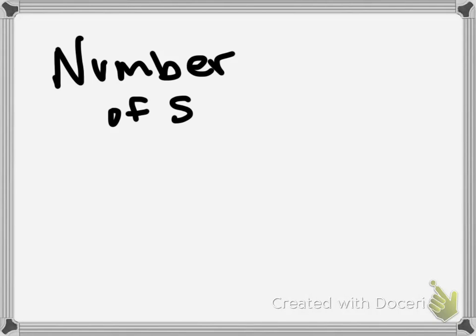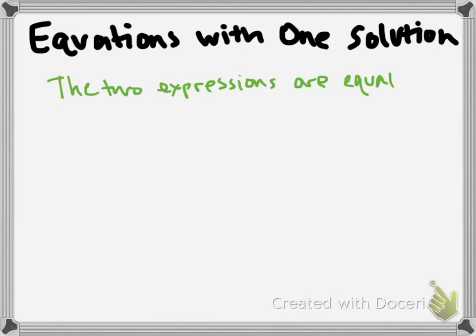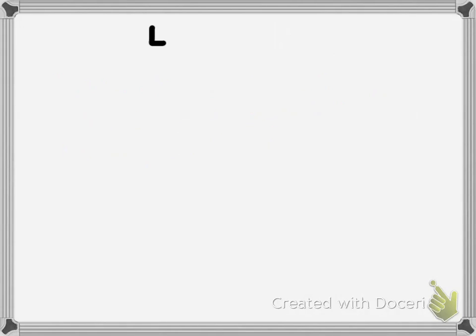Today's video, we're going to be talking about number of solutions. You should have your foldable that was given to you in class so we can classify the three types of solutions. So our first solution deals with equations with one solution. This is when two expressions are equal to each other when the variable is a specific value. Make sure to add this definition to your foldable.